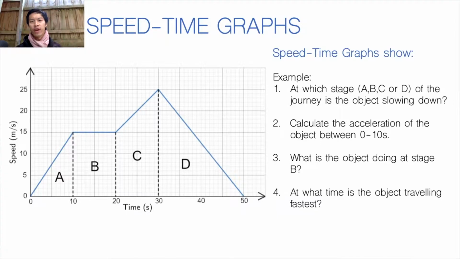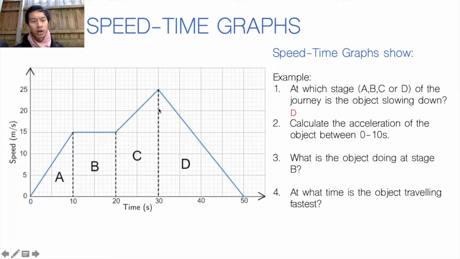So I'm assuming that you've had a go at these questions, and I'm going to go through each of the questions. So question 1 says, at which stage, A, B, C, or D, of the journey is the object slowing down? So here, you've got A here, B, flat line, C, a shallow gradient, and D, a negative gradient, right? And so remember that a positive gradient shows speeding up, and a negative gradient going downwards shows slowing down. And so the only one that shows a negative gradient here of slowing down is D.